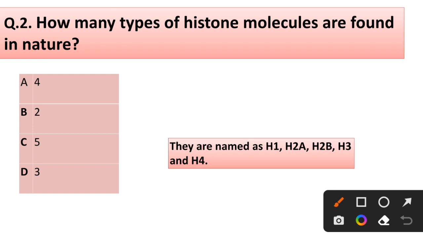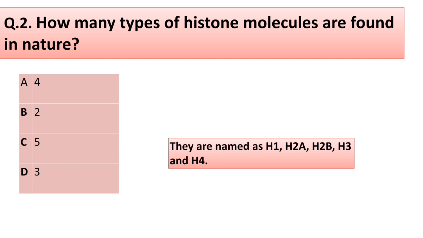Question number 2. How many types of histone molecules are found in nature? 4, 2, 5, 3. Correct answer is option C, 5. The names are H1, H2A, H2B, H3 and H4.